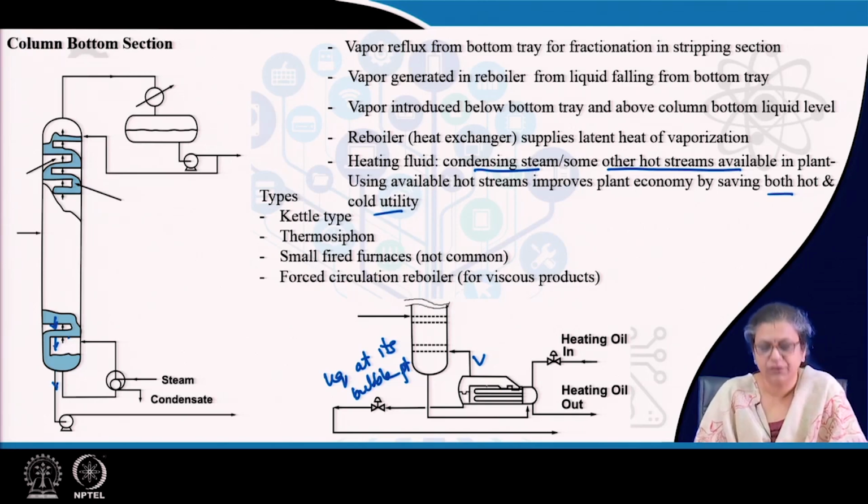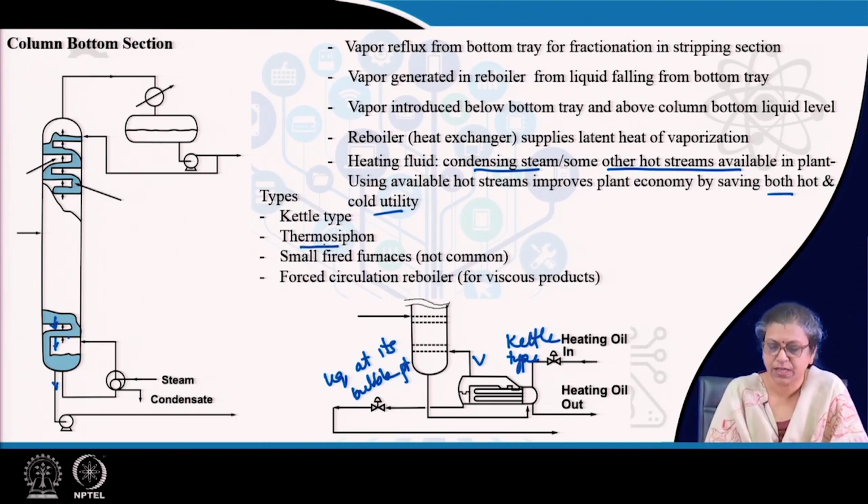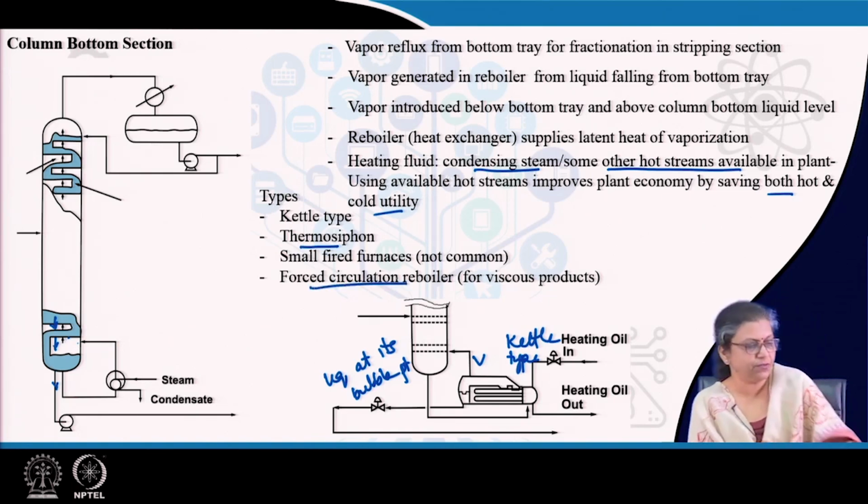These reboilers can be of different types. The reboiler which is shown here is the kettle type reboiler. We also have the thermosiphon reboiler. For small distillation columns, we can have fired furnaces, but that is not very common. For viscous products, what usually happens is that we have a pump, which draws out the liquid from the bottom and forces it through the reboiler, and then the hot product, a mixture of vapor and liquid, is introduced in the column, and here it flashes to give the required vapor. This is known as a forced circulation reboiler.